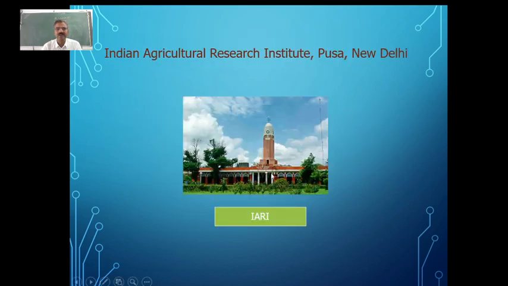And this is IARI, which is there in Pusa area of New Delhi. This is the hub of all the plant breeding and most of the experiments which are done, and the area which is contributing much for the green revolution. We can see the video of this IARI and this contribution that is given separately also.